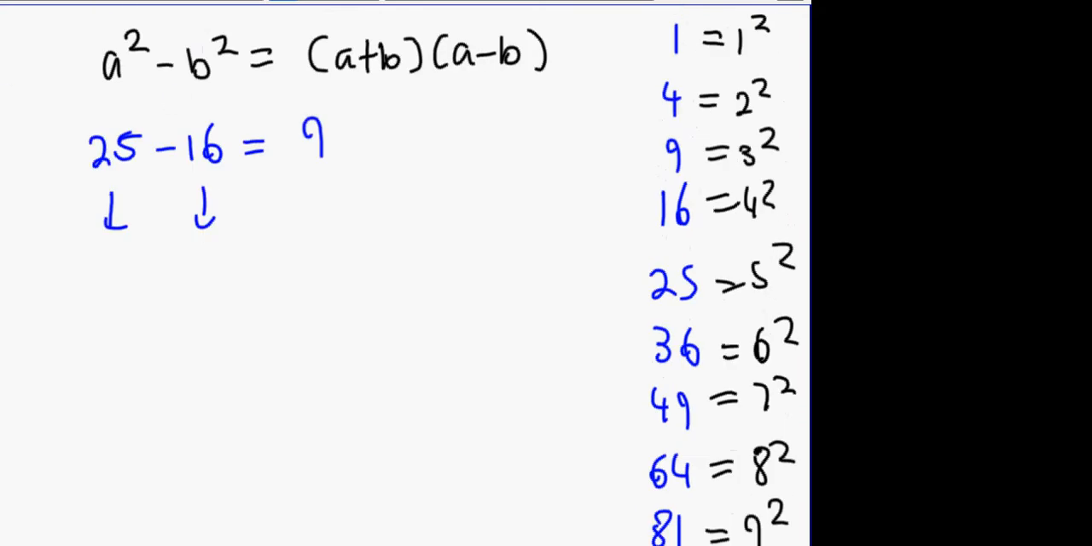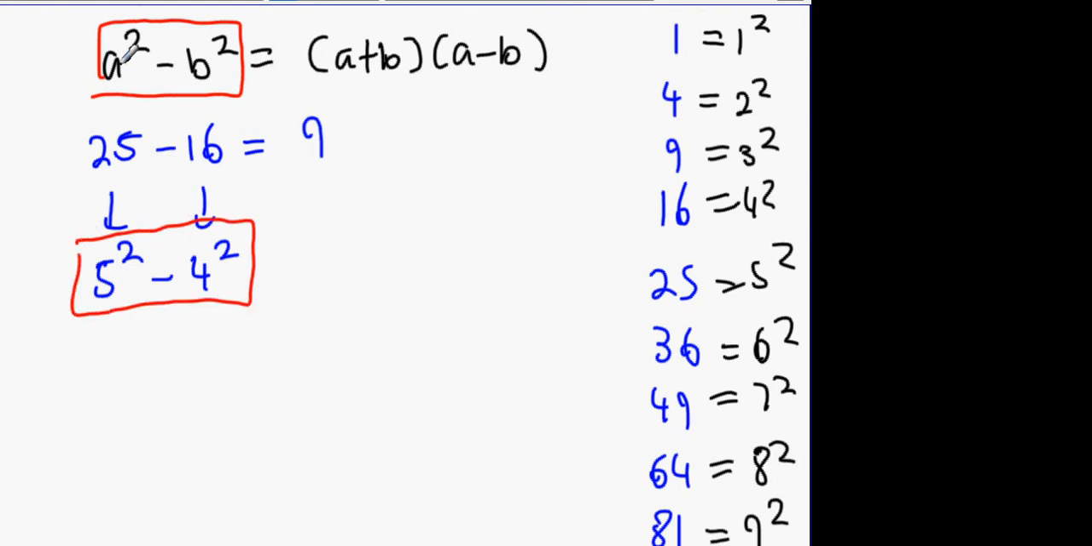Now, we know the answer's 9, but imagine we came at it a different way, and we did something like this. 25 is 5 squared, 16 is 4 squared. Now, look at this, guys. Compare this equation here in the red box to this equation here. What is the visual difference? There are numbers instead of letters. Instead of A, I have 5. And instead of B, I have 4.